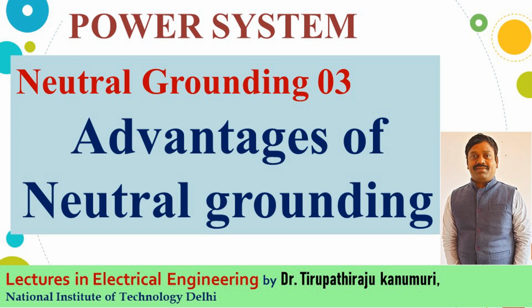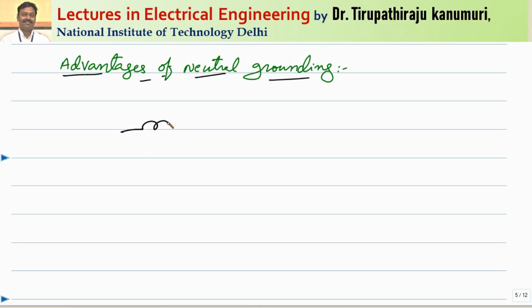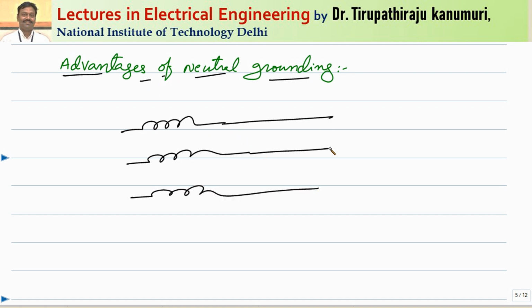Hi all, today we are going to discuss the advantages of neutral grounding. In the last class we saw that if you take an alternator connected to a transmission line, let us assume the transmission line has the conductors R, Y and B, and on one side they are connected together and the neutral is not grounded.